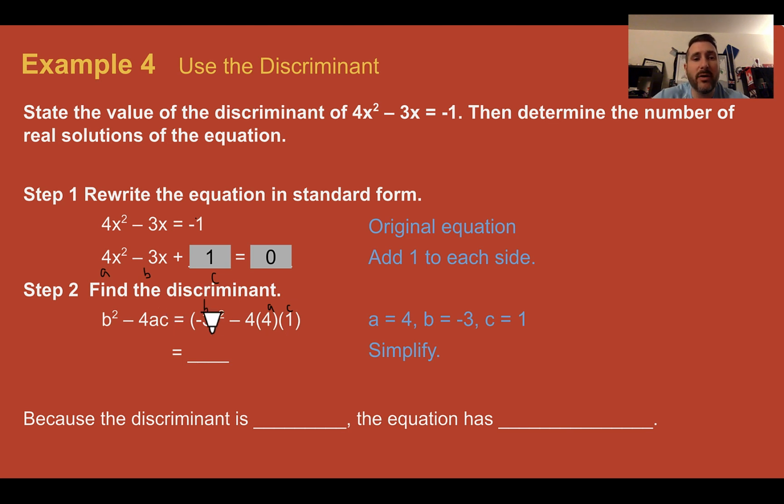Now to calculate this out, I would end up with 9. Negative 3 times negative 3 is 9. Minus 4 times 4 times 1 is 16. 9 minus 16 is negative 7. So because the discriminant value is negative, it's less than 0, this means the equation has no real solution. We would be trying to take the square root of a negative number, and that can't happen.